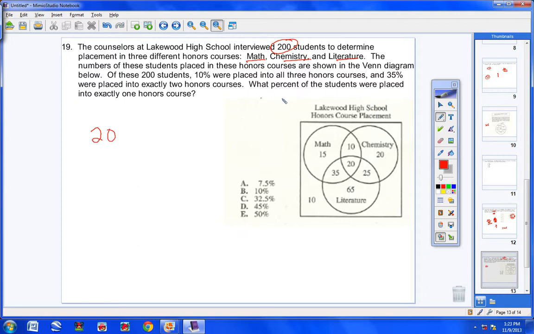Now let's read the question again. What percent of the students were placed in exactly 1 honors course? Well, there were 20 students. Remember the formula I gave you when you're trying to find a percentage? It's usually going to be the actual over the total, or the actual over possible. So the actual amount of students that took all 3 classes was 20. Over how many total students were there? I circled it for you earlier, 200. Okay? Now with your calculator, type in 20 divided by 200, and what you will get would be, let me look at my answer sheet real quick here.